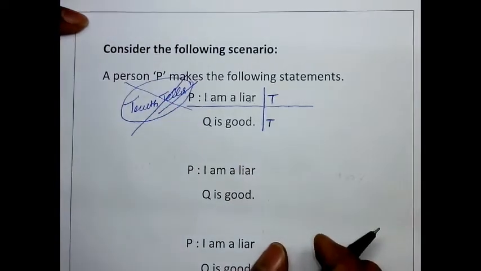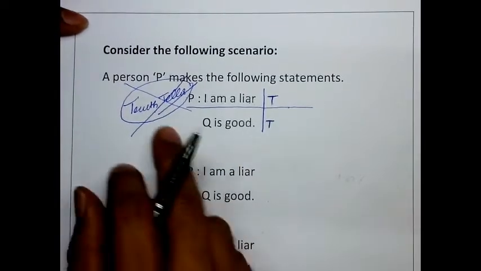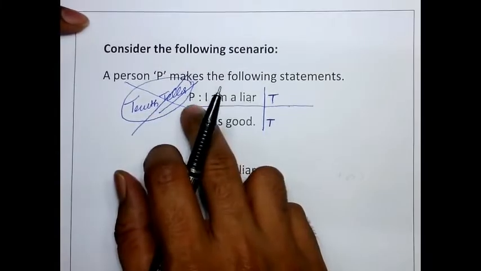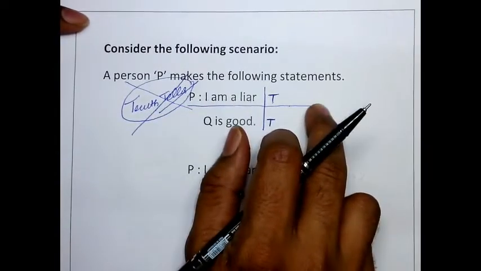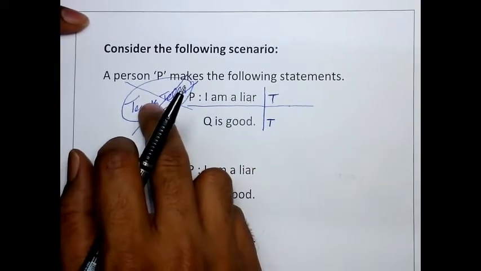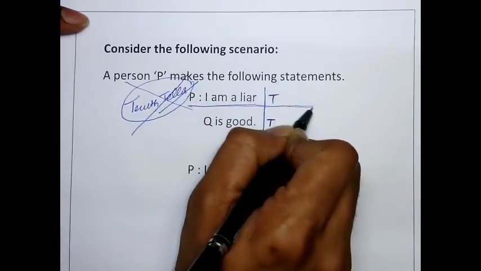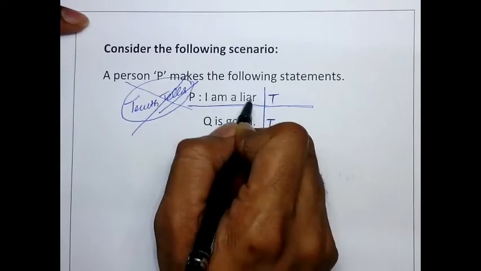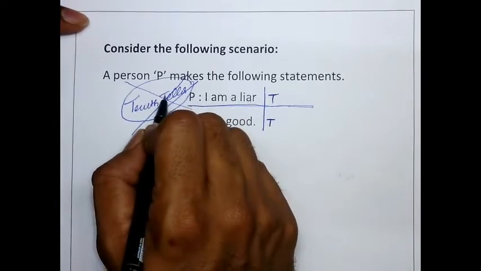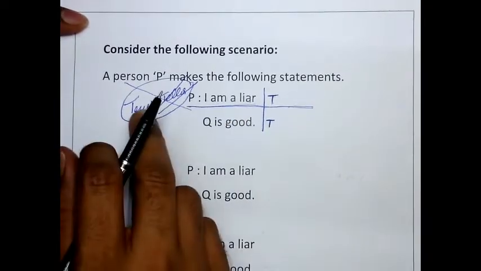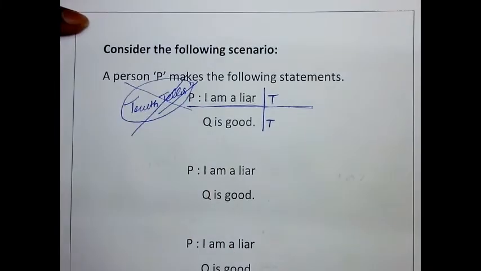The ideal situation is that whatever you assume should get reflected in the statement. You assumed P to be the truth teller, but in the statement you found P to be a liar. You ended up seeing a conflict or a contradiction, which means your assumption was wrong.